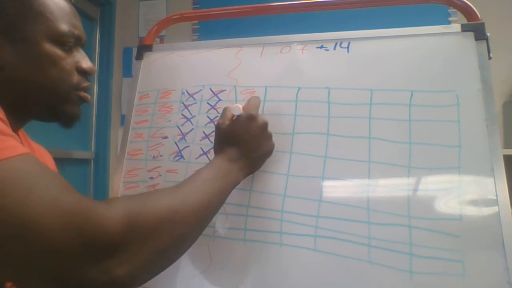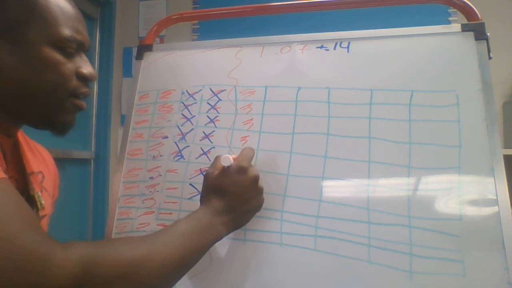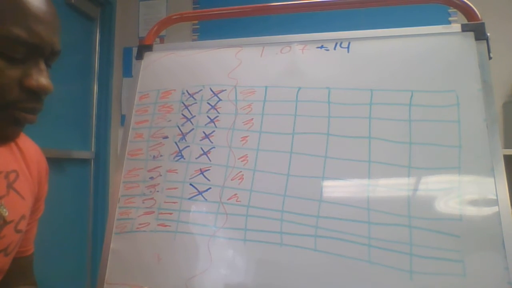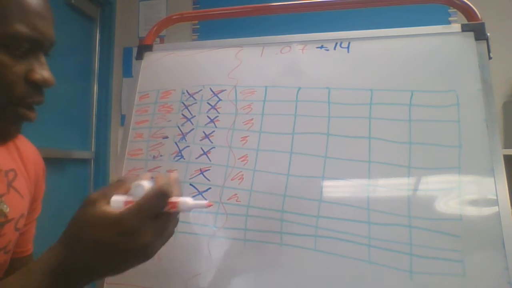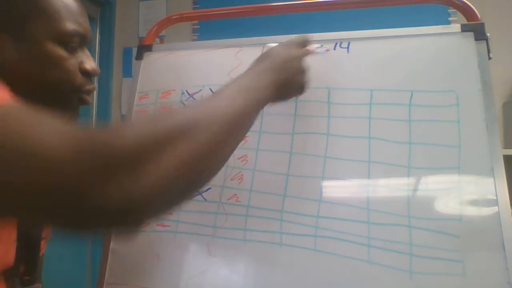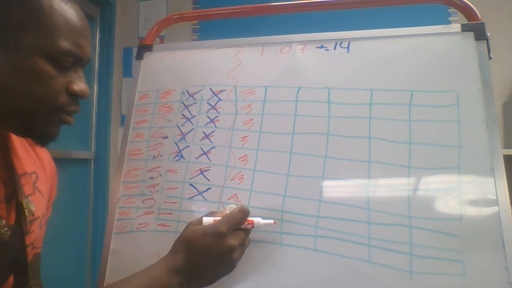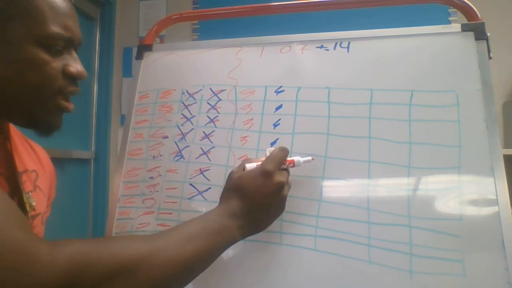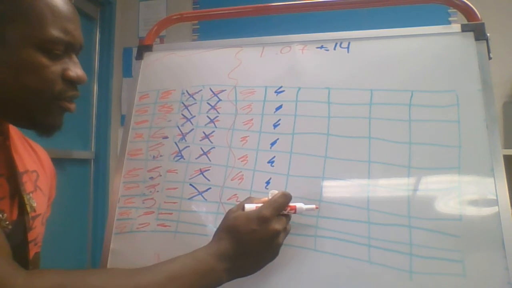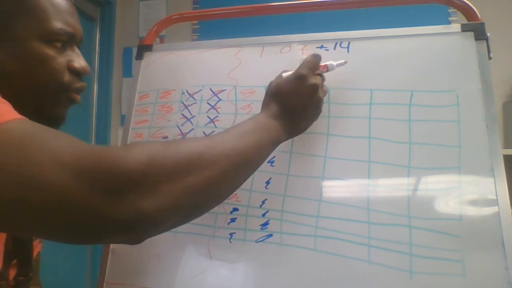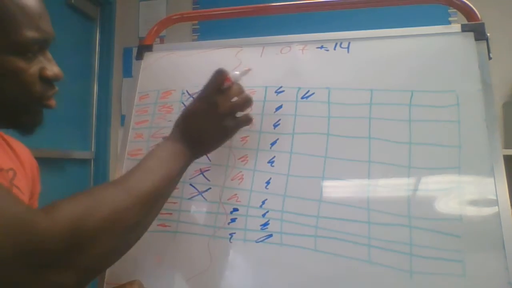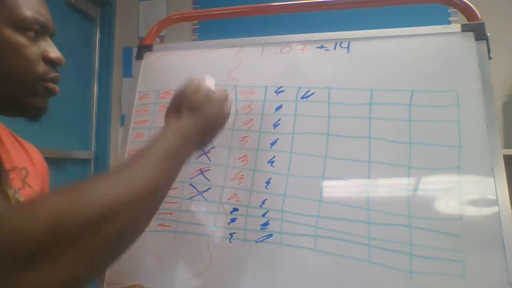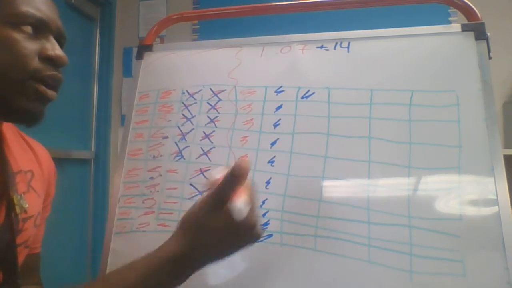1, 2, 3, 4, 5, 6, 7. Now, from there, we are going to count 14 more. 1, 2, 3, 4, 5, 6, 7, 8, 9, 10, 11, 12, 13, 14. So we're done. We've entered our 7, we've entered our 14, and now we just count 10, 20, 21.